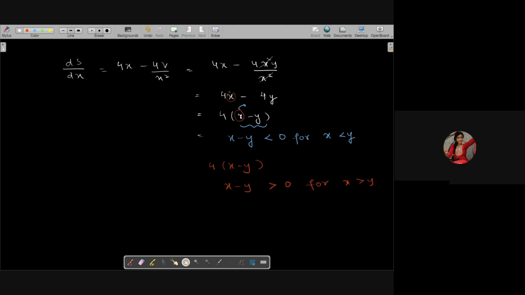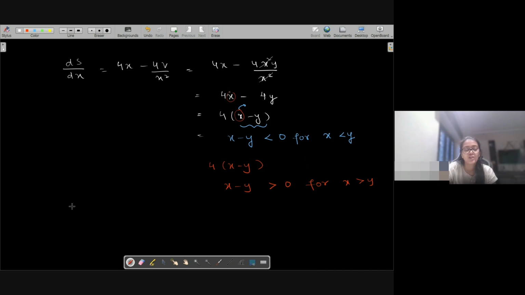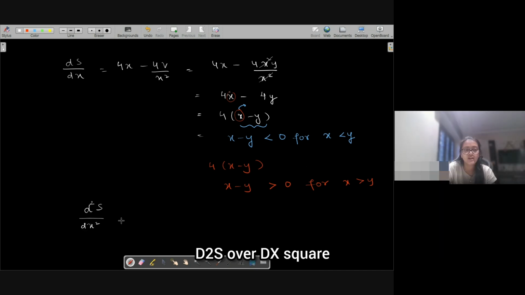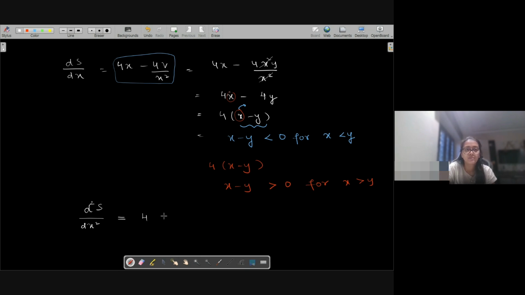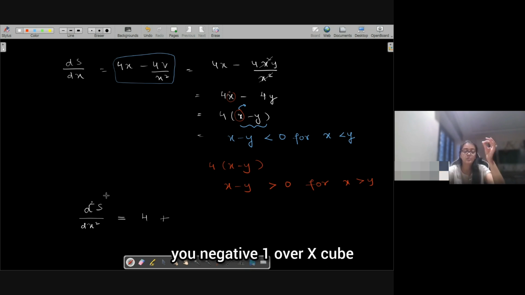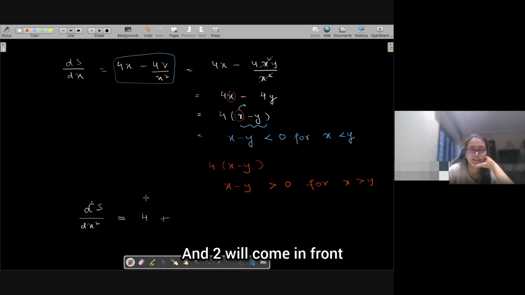Oh, okay. If you had used the double derivative test, what would it have been like? So then you find out the second derivative of s, d2s over dx square. So this was the first derivative. Again, we'll have to differentiate it with respect to x. So you get 4 plus derivative of 1 over x square will give you negative 1 over x cubed. So negative negative becomes positive. And 2 will come in front. So 2 times 4 will be 8. So 8v over x cubed.